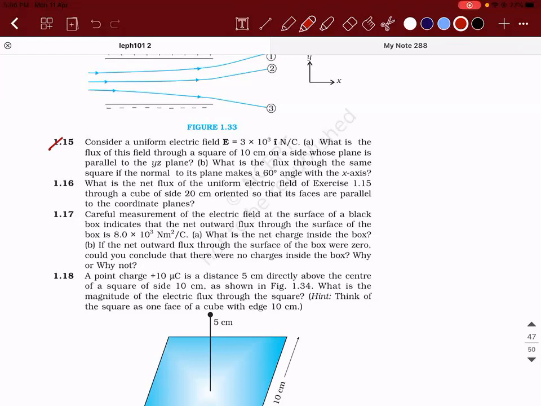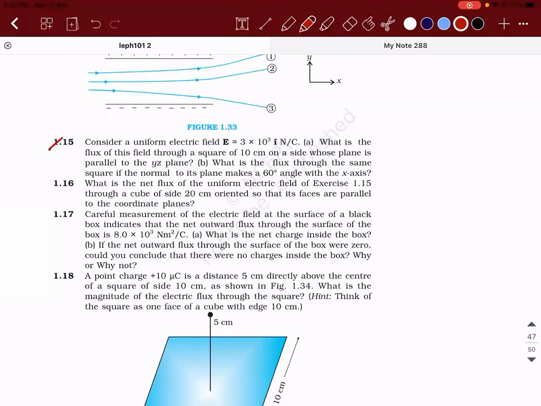So consider a uniform electric field E whose value is 3 into 10 power 3 i cap Newton per Coulomb. What is the flux of this field through the square of 10 centimeter on a side whose plane is parallel to the YZ plane? So what is the direction of area vector, guys? I've already told this to you. The direction of area vector is always considered perpendicular to the surface and in the outward direction. Whereas with respect to a two-dimensional surface, you are free to choose.